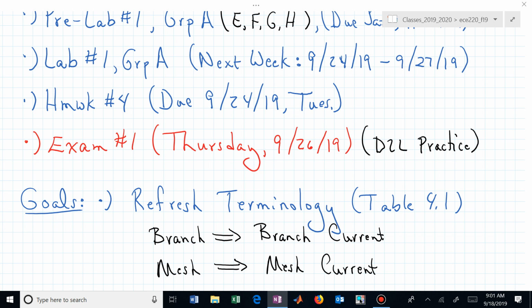Today we're going into a dual universe. We're going into the dual concept, which is mesh current analysis, and that will be Unit 5. We're starting a new unit, but that's still in the same chapter. We're still in Chapter 4.